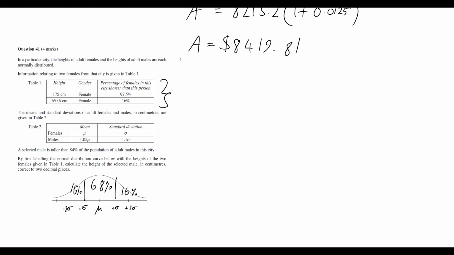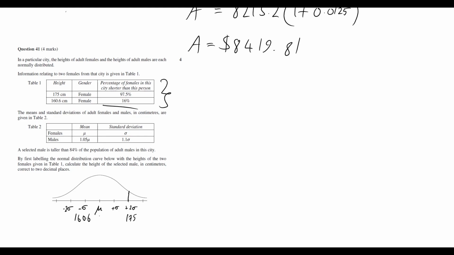Aha, and that looks very familiar to something we've seen above in our table. So that means this minus sigma corresponds to this height of 160.6 centimeters. Now, what about for the 97.5? Going by a similar procedure, the height of this person will be 2 standard deviations above our mean. So that height lies over here, and that is 175 centimeters.